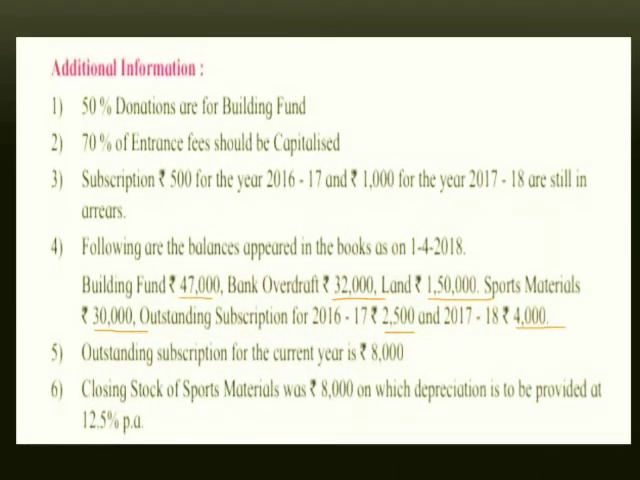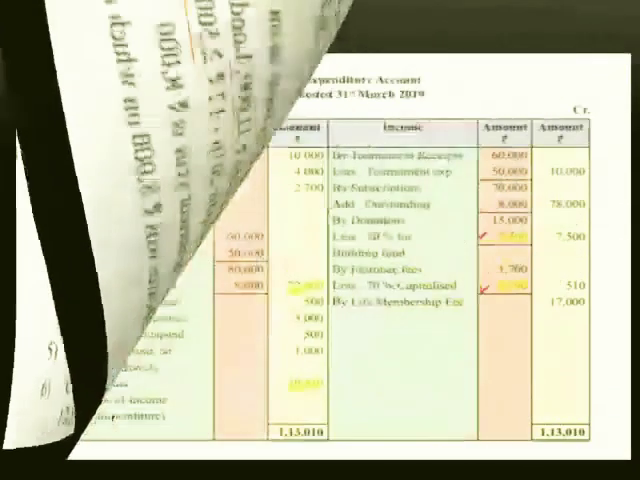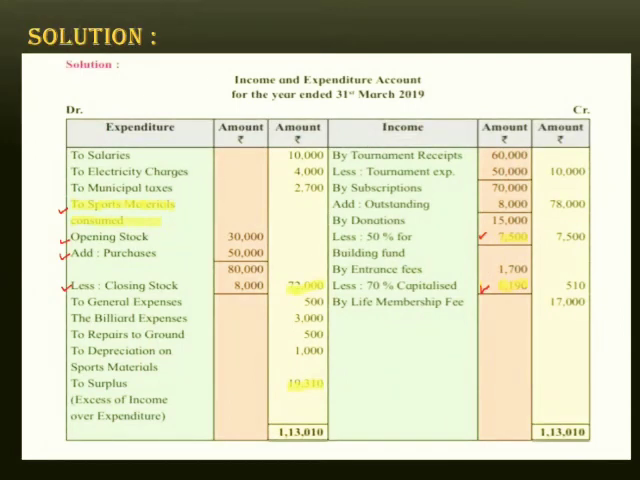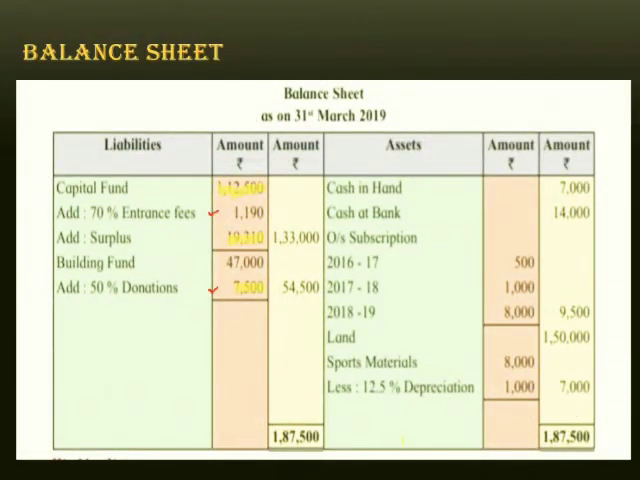Now the sixth adjustment: closing stock of sports materials was rupees 8,000, on which depreciation is to be provided at 12.5% per annum. This closing stock of sports material, what is this? This is nothing but, see here, sports materials consumed, the yellow color highlighted. This less closing stock is 8,000. So we have deducted from here, and this closing stock's second effect will go to the balance sheet asset side.